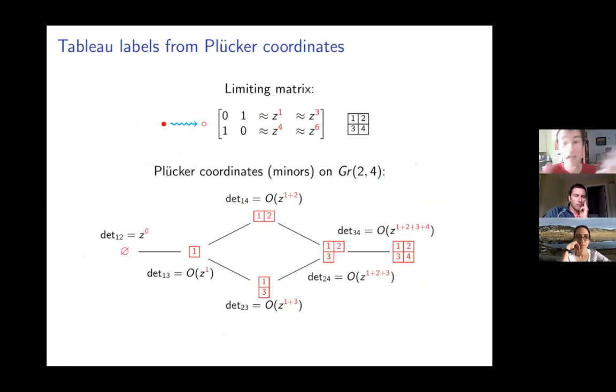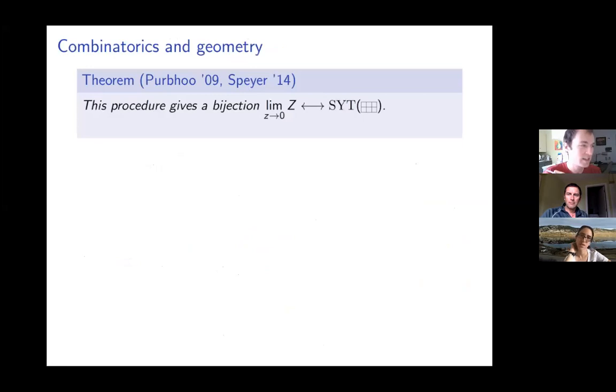But the point is we have this procedure. It spells out a bunch of standard Young tableaux, and it gives a bijection. This is what Kevin proved and David Speyer proved in the moduli space of curves context: a bijection between the limiting fiber and the set of standard Young tableaux.